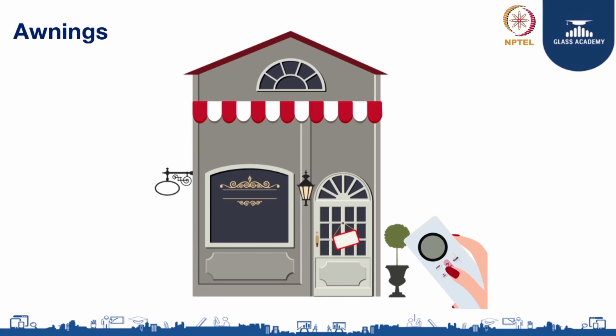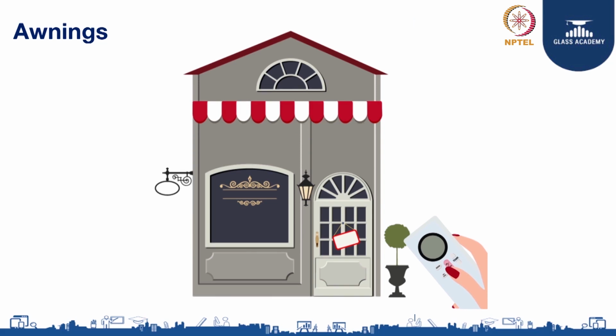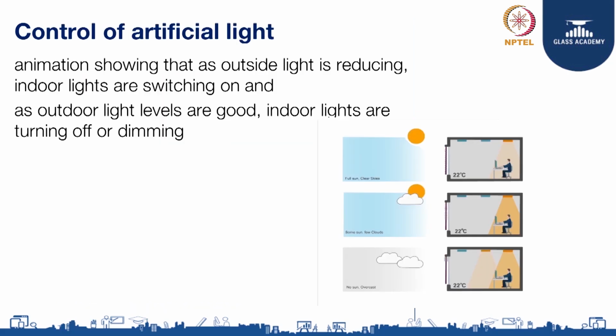We can also have awnings which are motorized, and whenever the facade is getting too much sunlight, the awnings can protect the windows, and whenever there is no direct sun falling onto the facade, then they can retract and allow more daylight to enter the space. We have already discussed smart glass. So we can control the visual transmittivity of the glass, and we can bring in more light whenever required, or we can cut it whenever it is in excess. So let us now look at the control of artificial light.